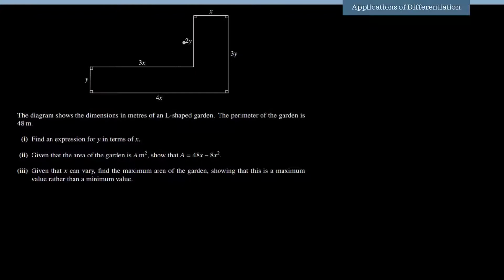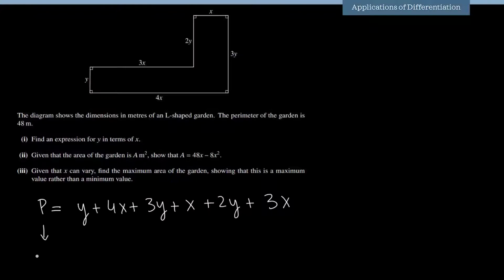The perimeter would be the sum of all the outer boundaries of this shape. So the perimeter P would be equal to y plus 4x plus 3y plus x plus 2y plus 3x. So these are all the outer boundaries of this L shape and their sum is equal to the perimeter. The perimeter is given to be 48 meters, so I'll replace this with 48, and 48 is equal to y plus 3y plus 2y is equal to 6y, and 4x plus x plus 3x is equal to 8x.